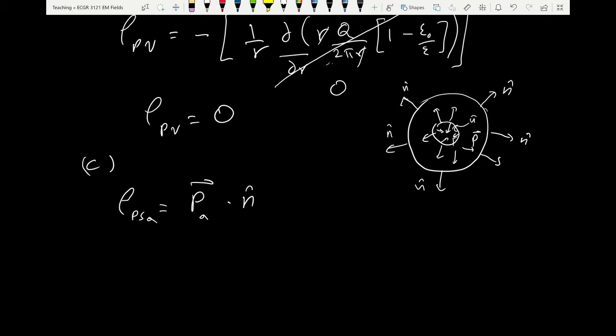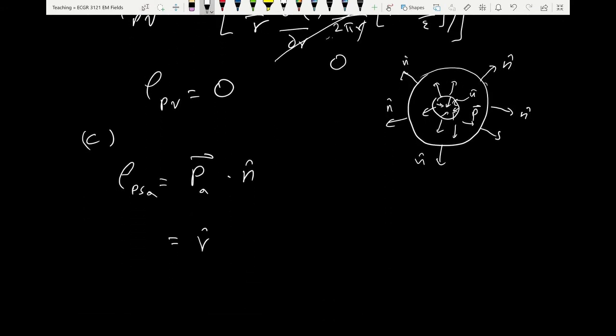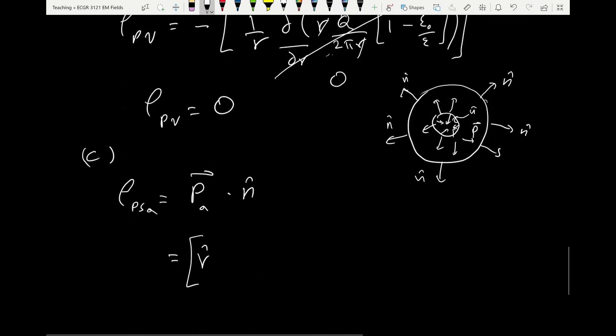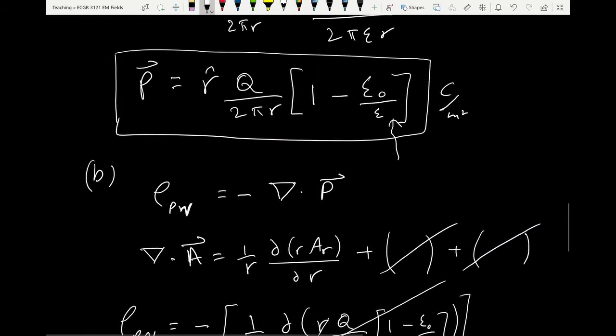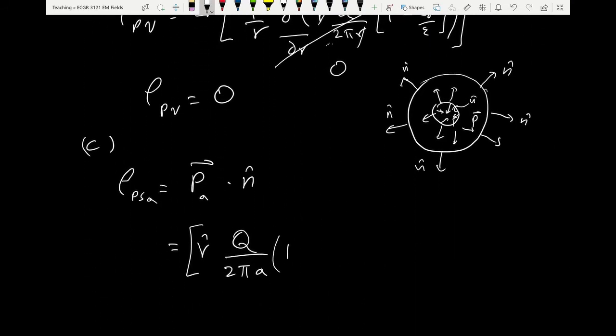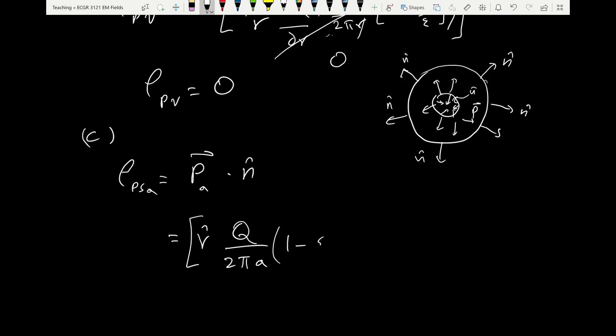So let me do the inner boundary first. P at A is going to be this equation, Q over 2 pi r. I'll write P at A first: Q over 2 pi r. What's r in this case? r in this case is a. And then 1 minus epsilon naught over epsilon. And for the inner boundary, n is going to be minus r hat.